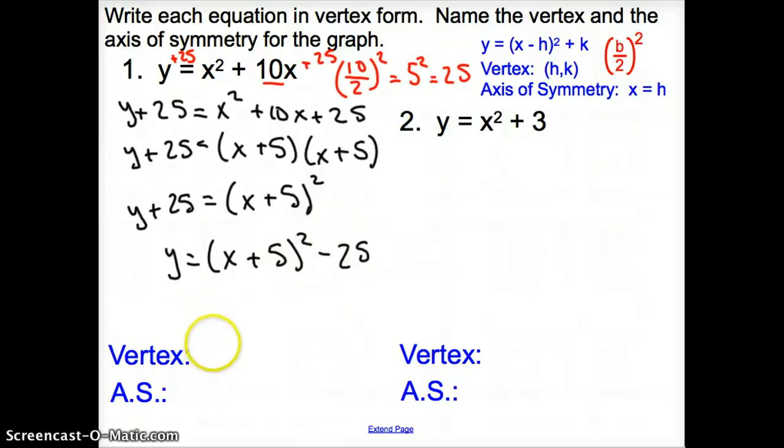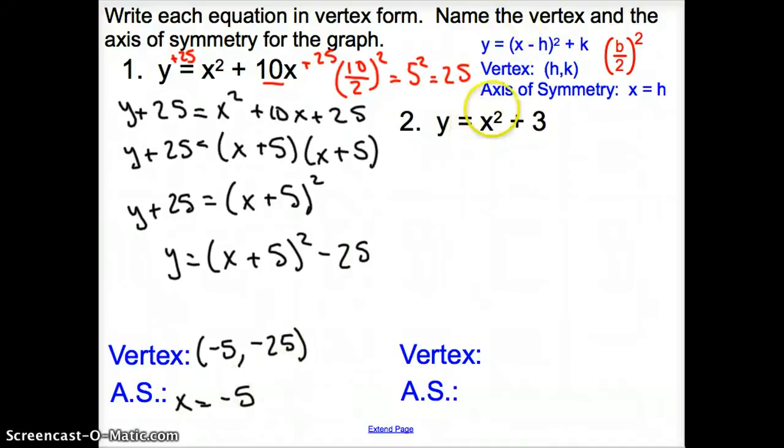Now what is our vertex? Our vertex is (h, k), right? Well, look at this h. This is a negative h. Here, right here, is a positive. So how did I go from a negative to a positive? My vertex for the h has to be a negative 5 to make a positive here. And then my k is just added, so this is subtraction. So this is going to be minus 25 as well. Now my axis of symmetry is the same as my x-coordinate for the vertex. So my axis of symmetry is x equals negative 5.